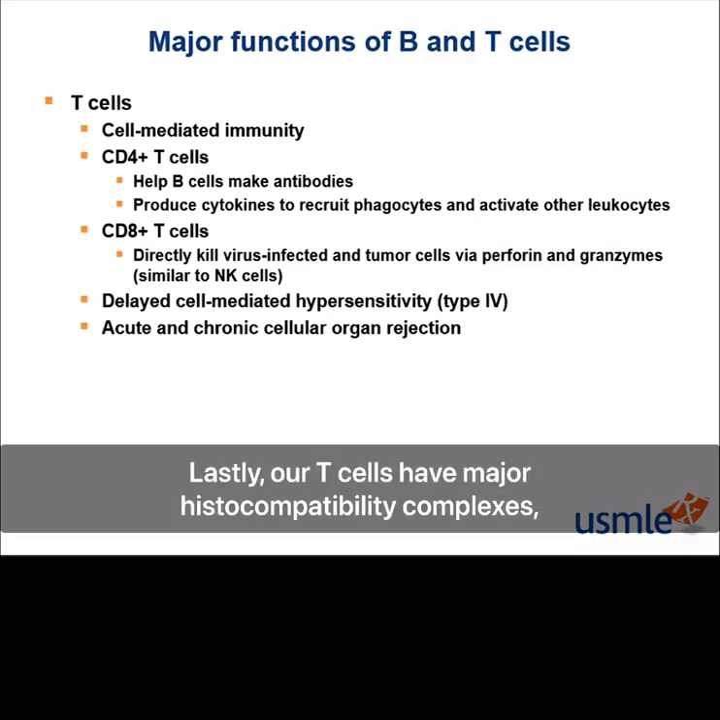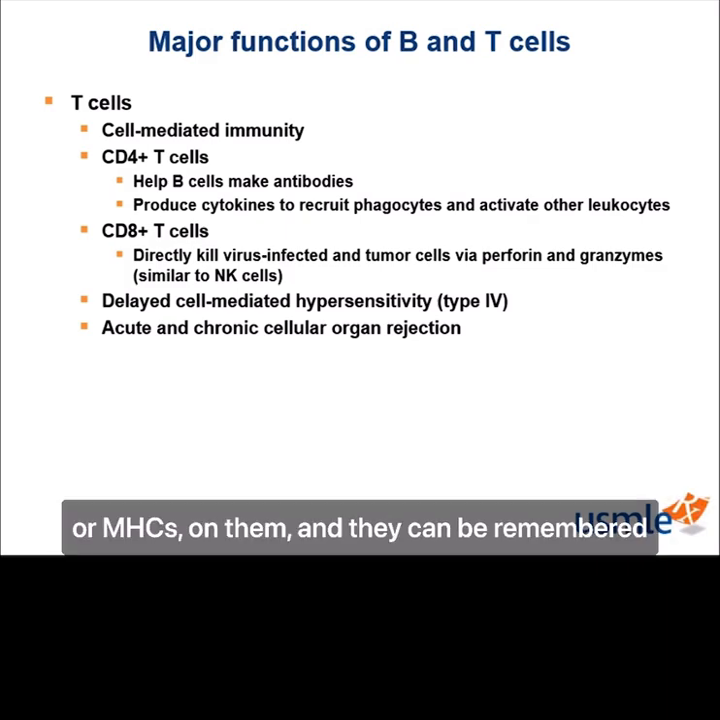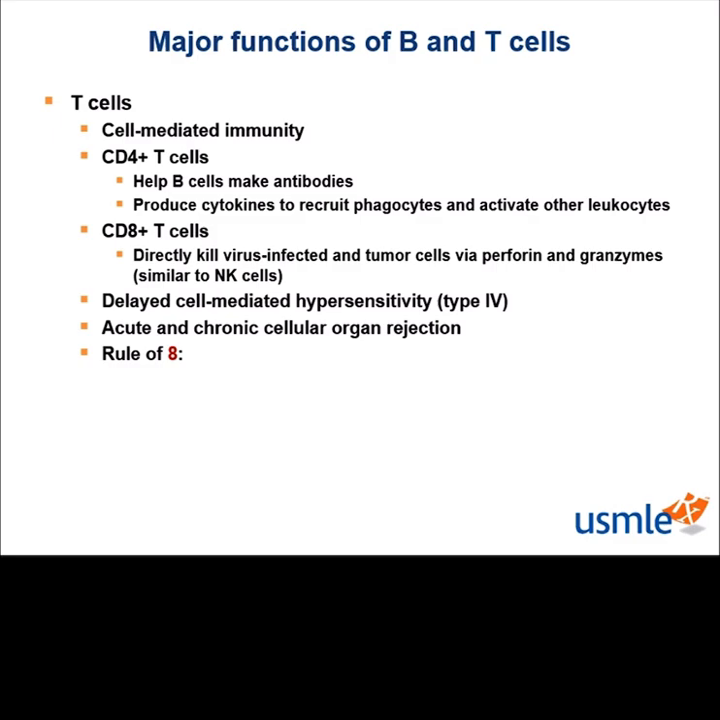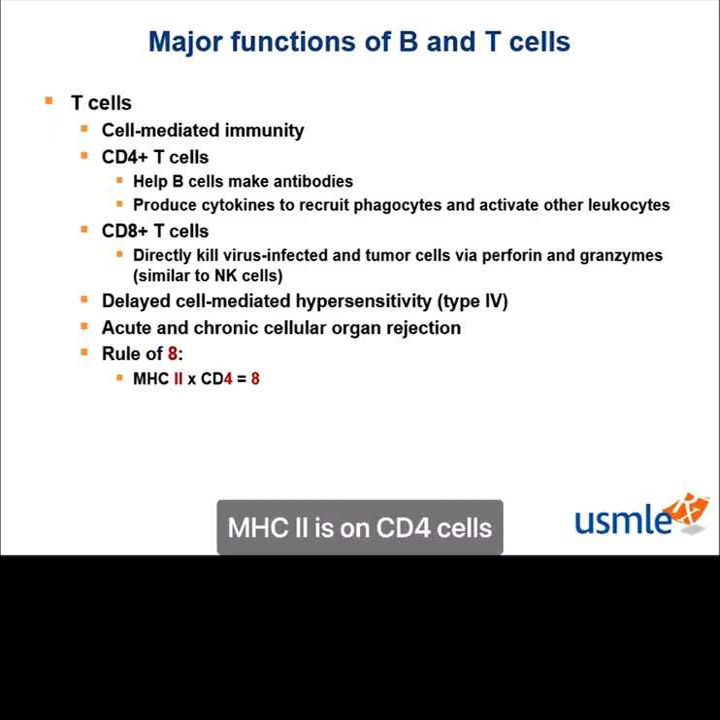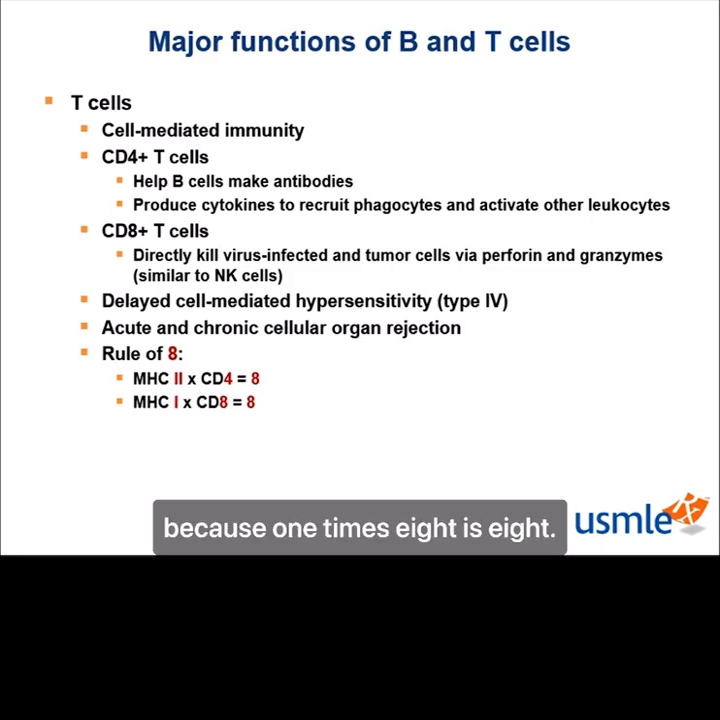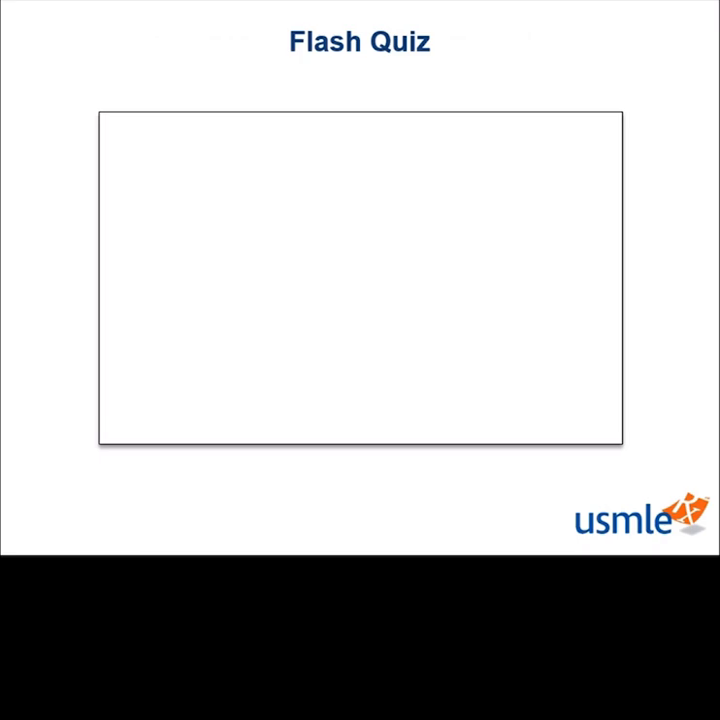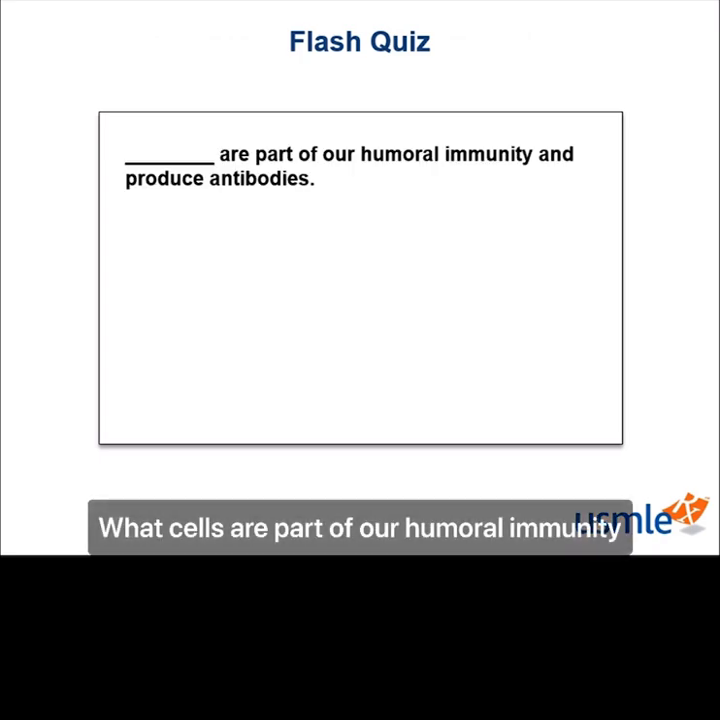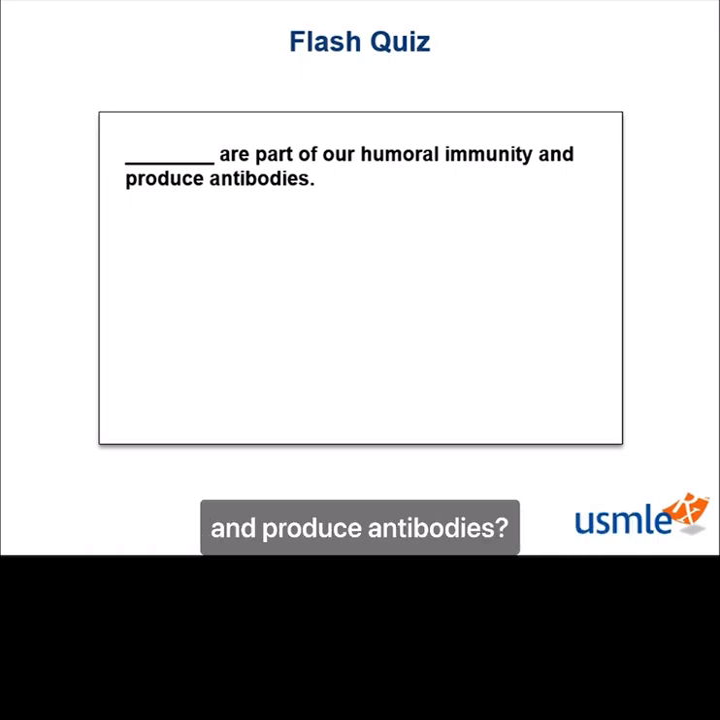Lastly, our T cells have major histocompatibility complexes, or MHCs, on them, and they can be remembered with the rule of 8. MHC2 is on CD4 cells because 2 times 4 is 8, and MHC1 is on CD8 cells because 1 times 8 is 8. All right, time for a flash quiz. What cells are part of our humoral immunity and produce antibodies?